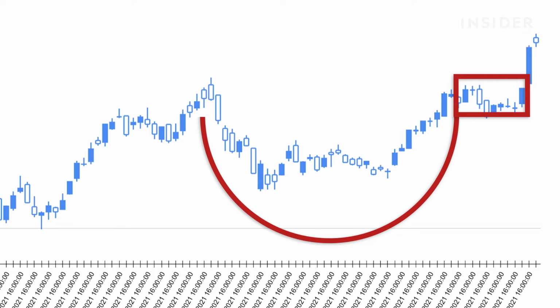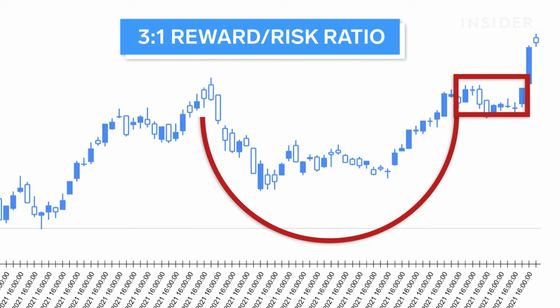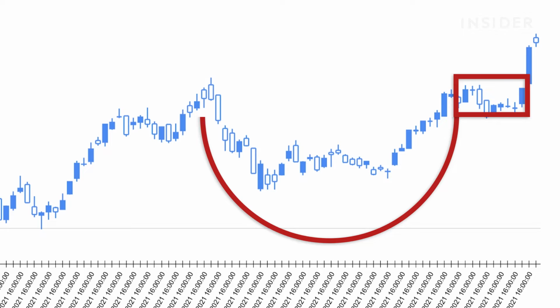With the cup and handle strategy, the recommended reward-risk ratio is 3-to-1. This means that once you've earned 3 times the risk, you'd sell and reap the rewards. In this case, you'd sell when the stock has gone up by $480, which is 3 times the risk of $160. So you'd sell the stock when its value is at $4,035.